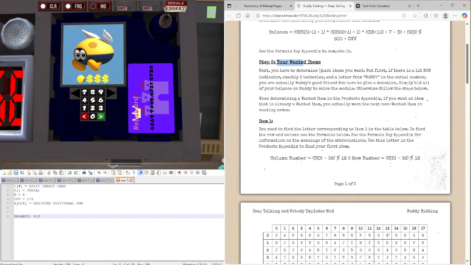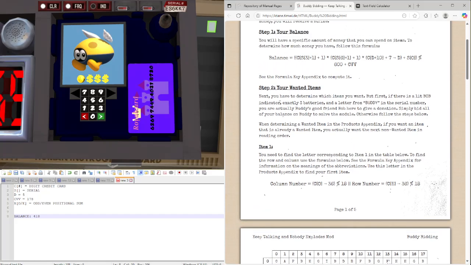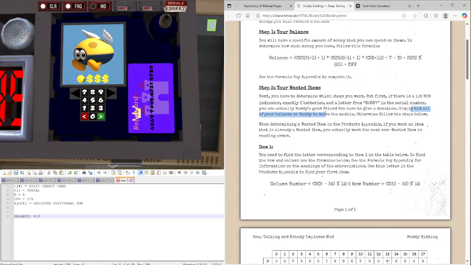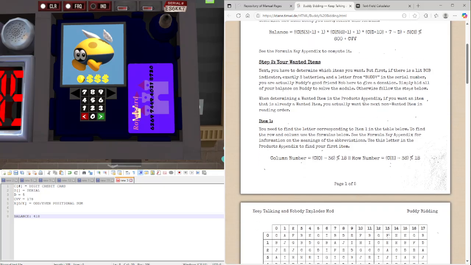So now we have to find our wanted items. First we have a unicorn rule. If there's a lit bulb indicator, we don't have that, so it's not. Essentially, if Buddy's good friend Bob is giving donations, he bids all of your balance on Buddy to solve the module. Otherwise, follow the steps below.